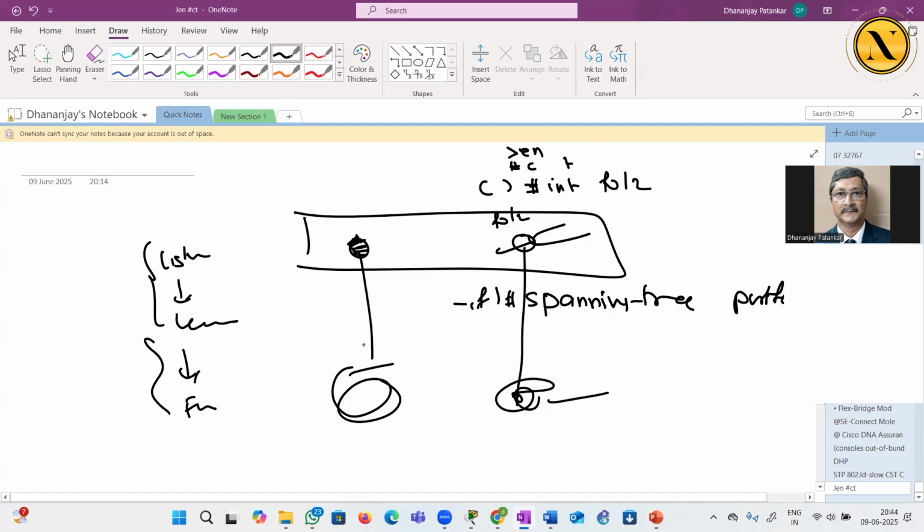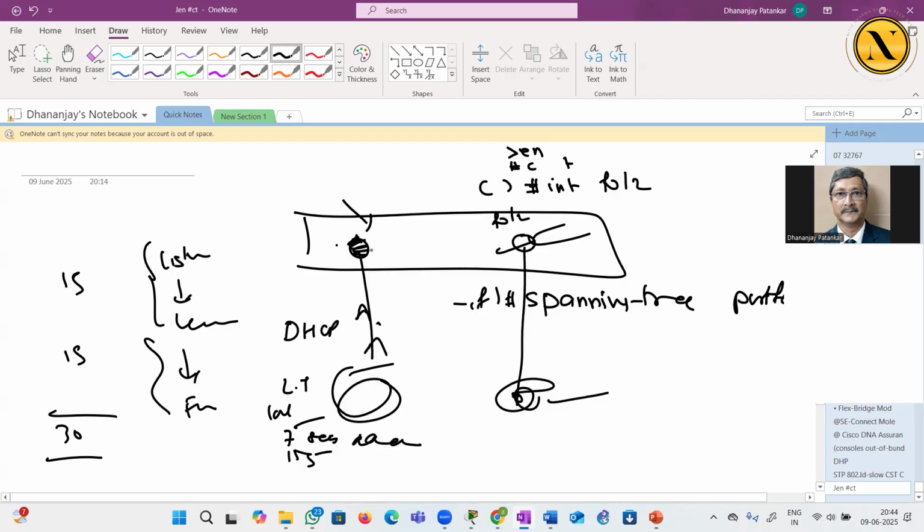What happens here? If this is a latest laptop and it boots up in, let's say, 7 or 15 seconds, and the port takes up to 30 seconds to become green, then the laptop will send a DHCP broadcast saying this is my MAC address, somebody send me an IP address. Because the port is not green, it never reaches the DHCP server, and the DHCP server will not be able to assign an IP address. So what do we do?